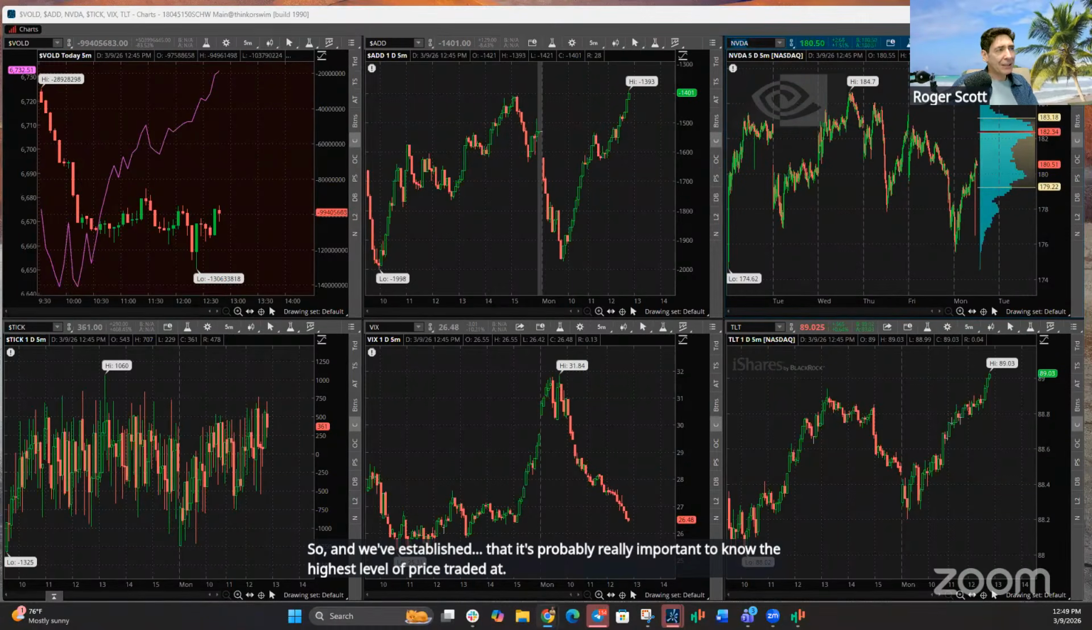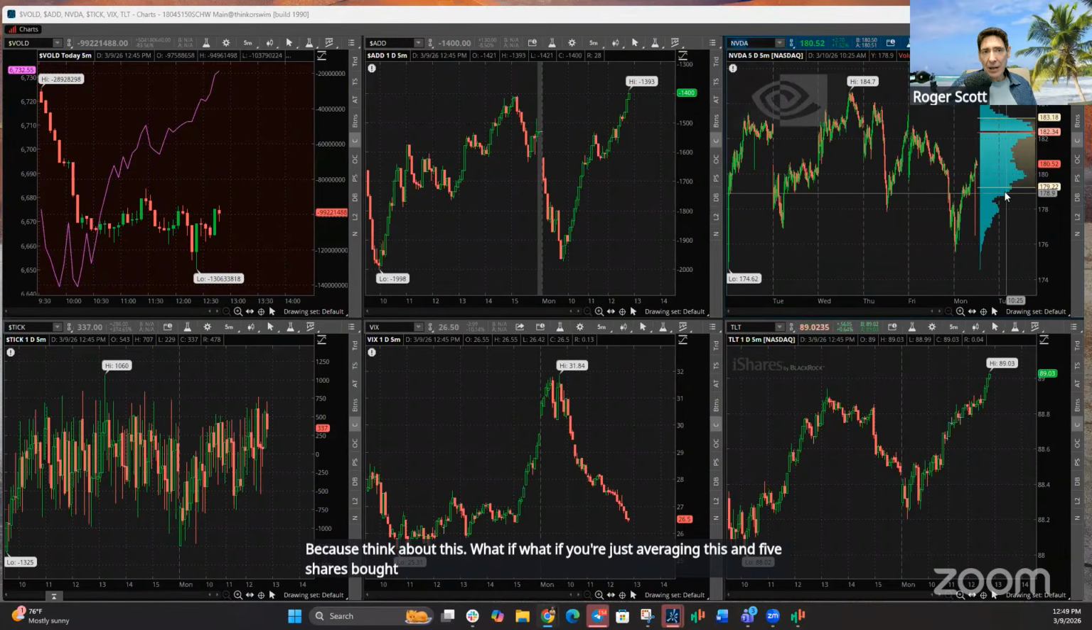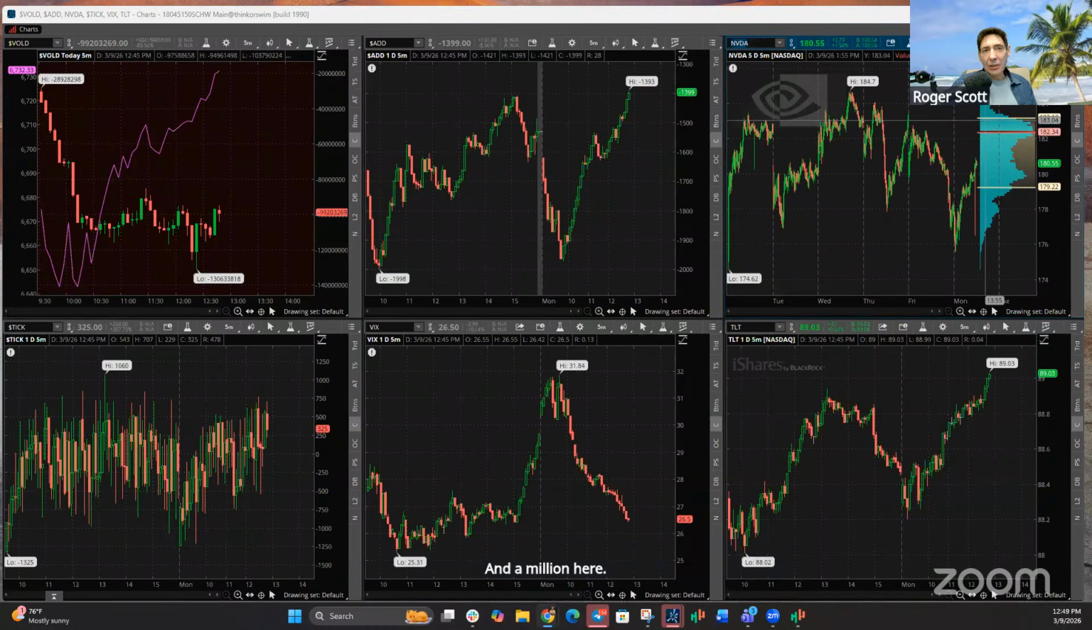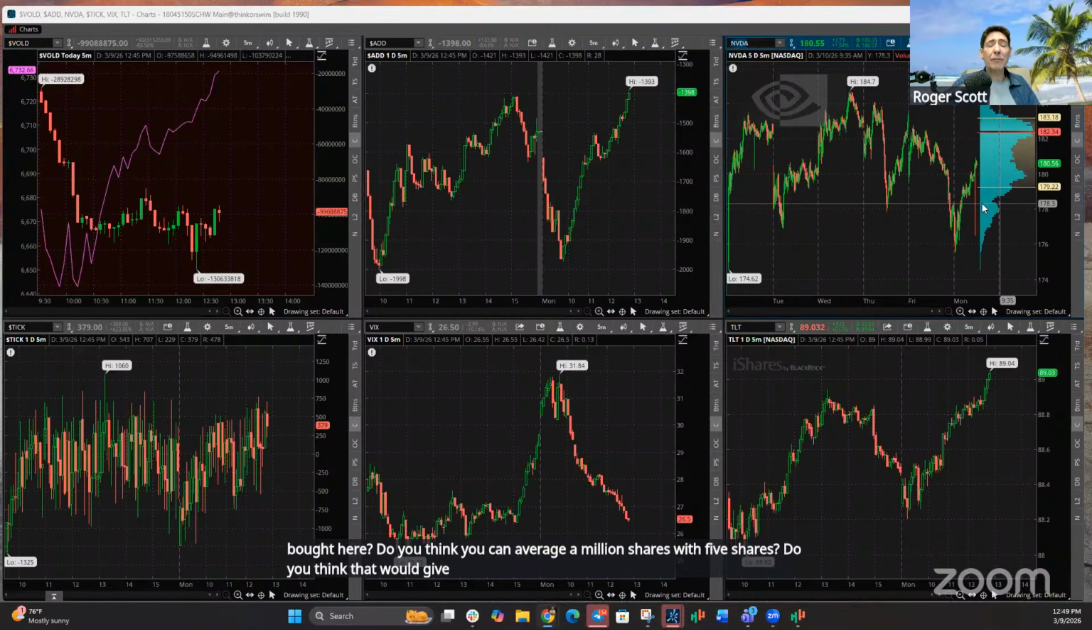Because think about this. What if you're just averaging this, and 5 shares bought here, when there's no volume, and 1 million shares bought here? Do you think you can average 1 million shares with 5 shares? Do you think that would give you a good moving average of where price traded? No.